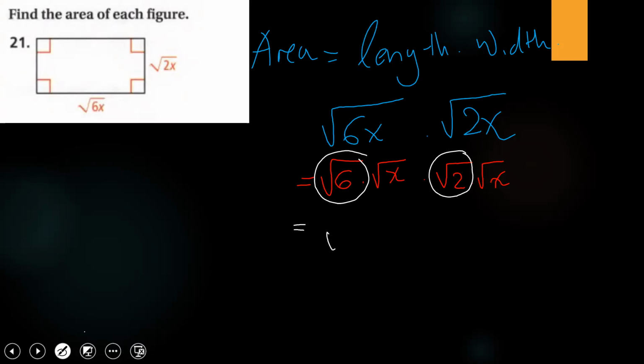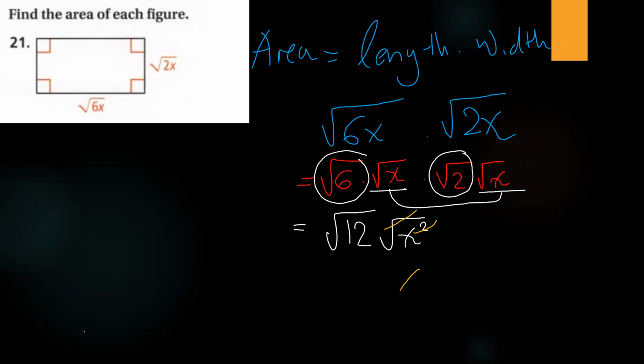Square root of 12. Bravo. And the square root of x times square root of x. What did you get? Square root of x squared. Bravo. Now, square root of x squared, they cancel each other. We found x.